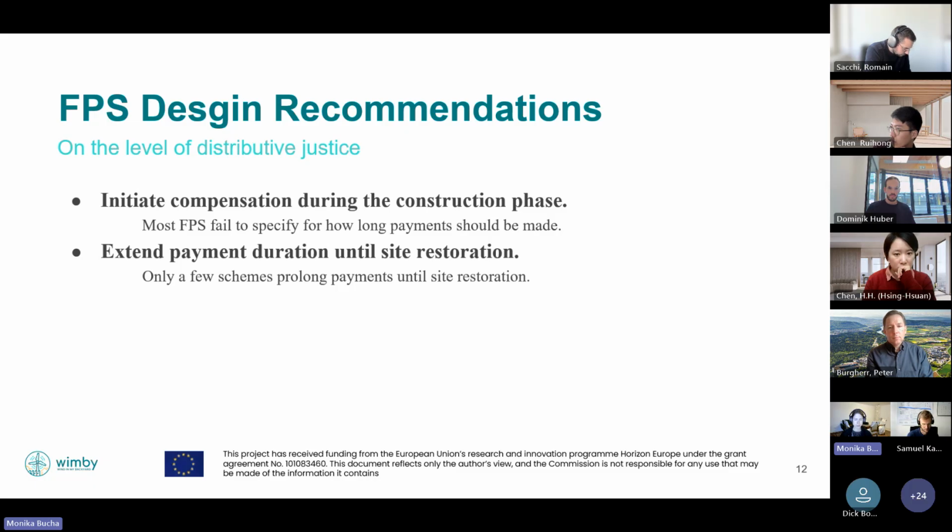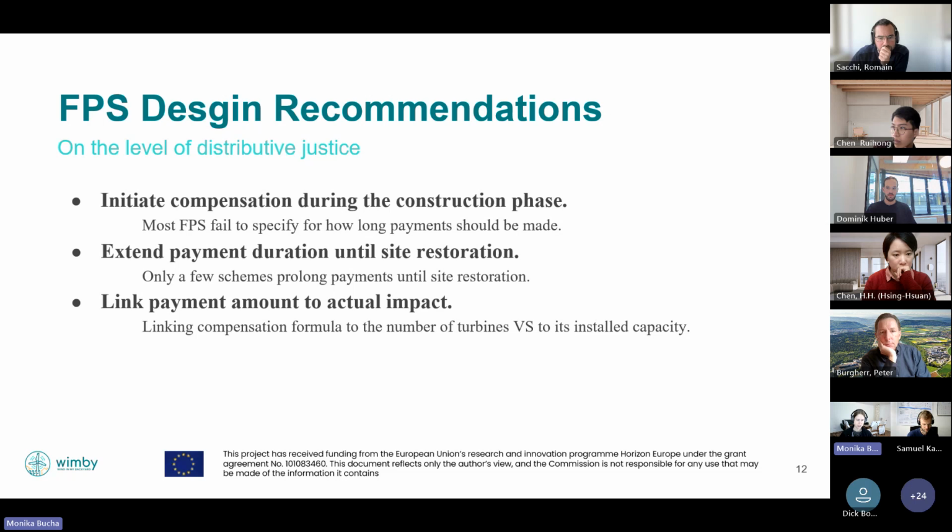Only a few schemes prolong payments until the site is restored. Some countries, for example, say that payments should only go for 7 years. Others say it should be for 20 years. But this would ensure that the environment is again put in a good condition. Then payments should be linked to the actual impact. For example, some schemes say that only the hosting municipality should receive payments, but tension may arise to neighboring municipalities that don't get any compensation, even though they're affected as well.